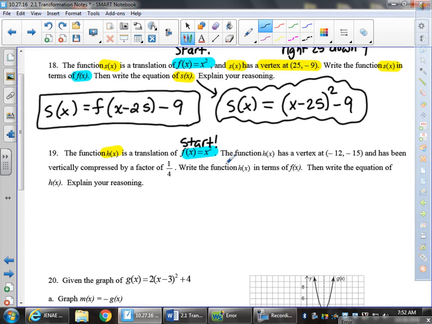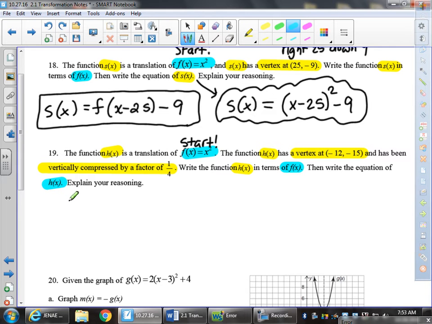The function h of x has a vertex at negative 12, negative 15, and has been vertically compressed by a factor of 1/4. Write the function h of x in terms of f of x. Then write the equation of h. So we have the two parts again.